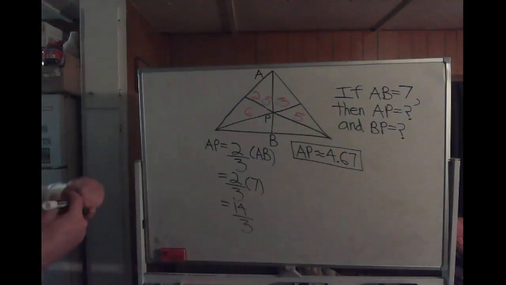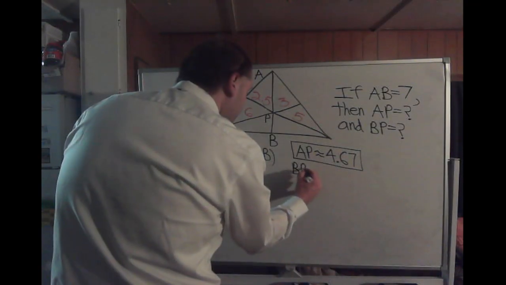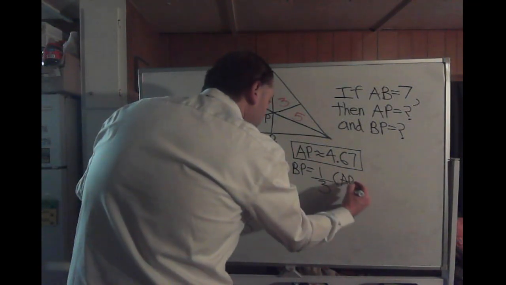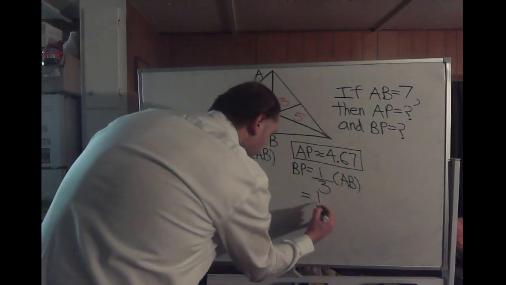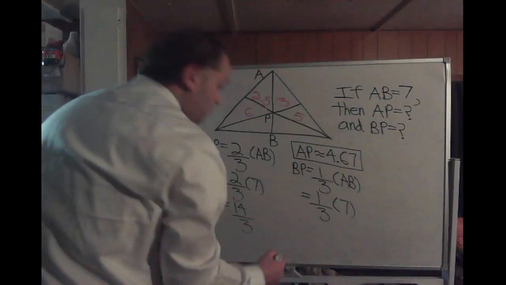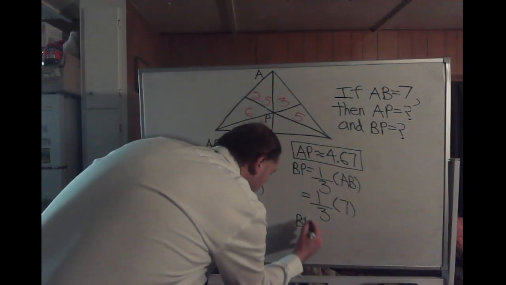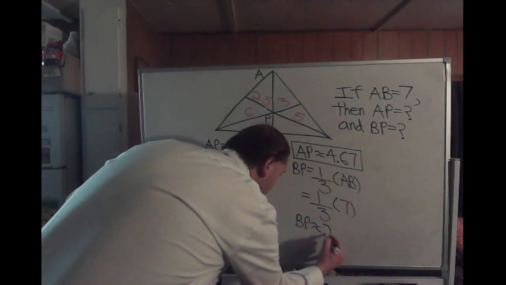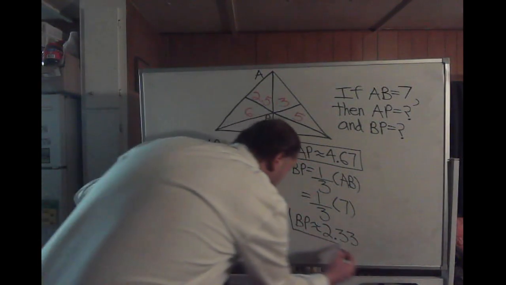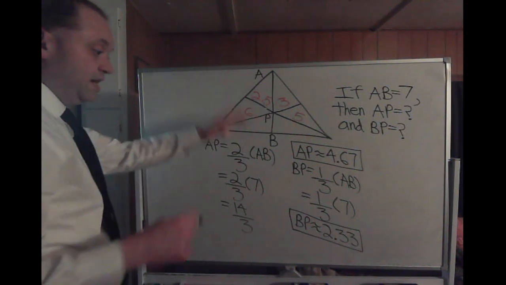Now, of course, we have to figure out the length of BP, which would be a third of the length of AB. That's equal to 1/3 of 7, which would give you 7/3. That would be 2 1/3. So BP is approximately equal to 2.33. If you add the two lengths together, you would end up getting 7 for your whole AB.